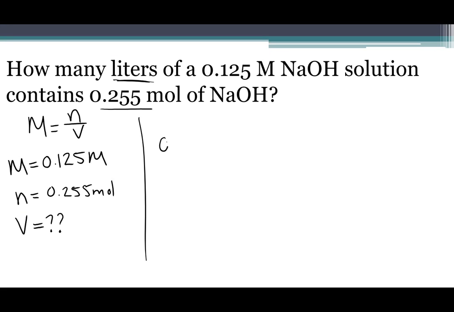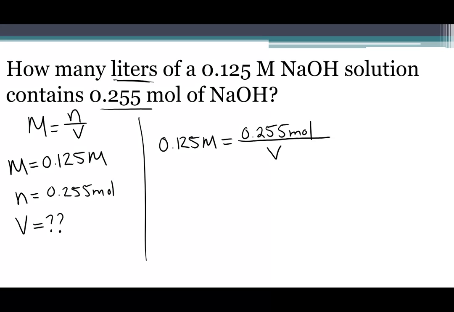So molarity, 0.125 molar, equals number of moles on top, 0.255 moles. And volume is our unknown that's on the bottom.